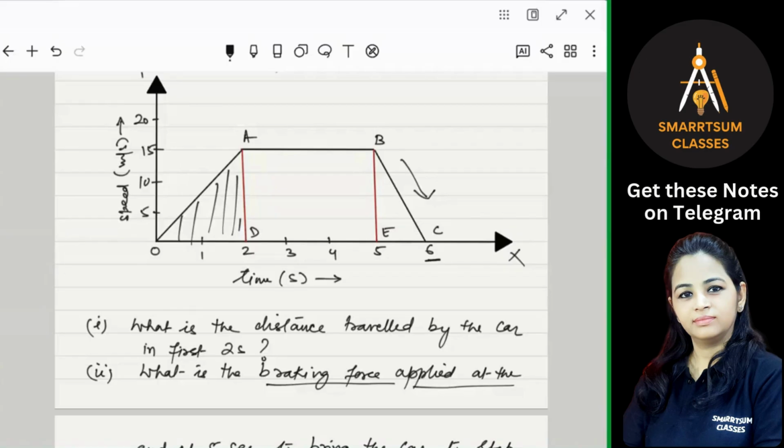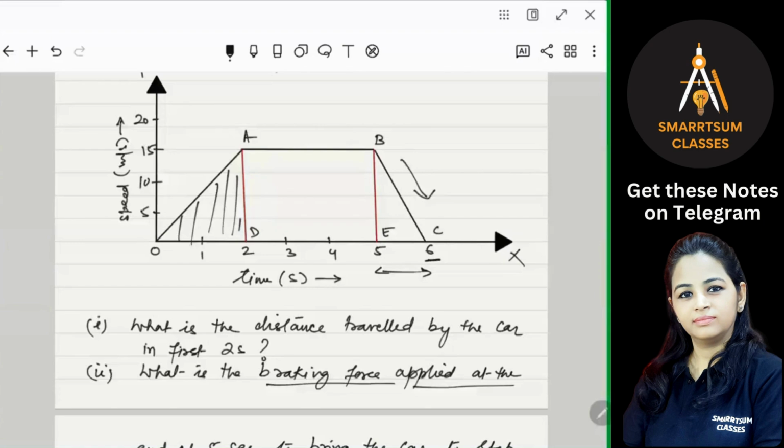Brake is applied, right? So you have to find that braking force which is applied at the end of 5 seconds. Means at point B, how much braking force is applied, so that it brings the car to stop within 1 second. In this 1 second, it stops, right? Have you understood the question?